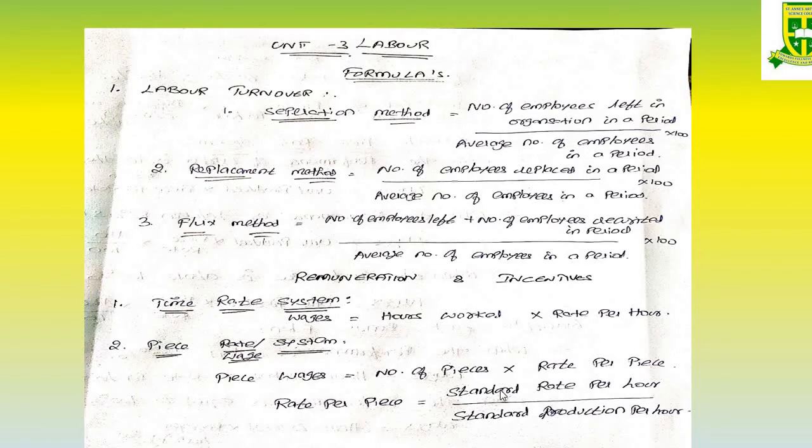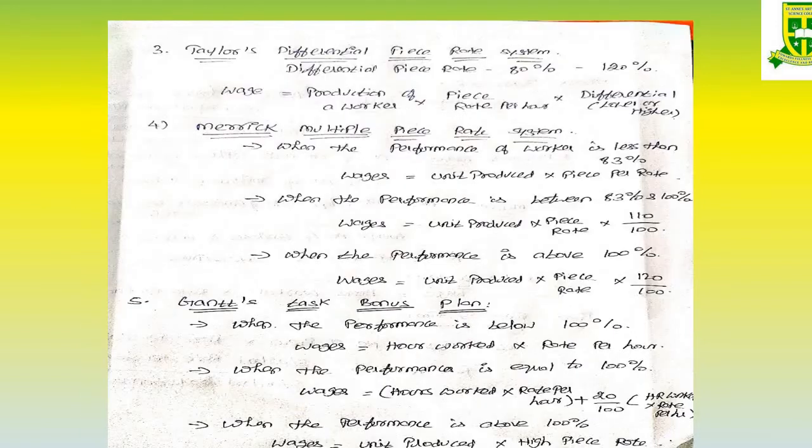So what is the formula? Standard rate per hour. The standard rate is the time rate, which is always given in the question. You divide that rate by standard production per hour. For per hour, how many units can be produced? That will give the rate per piece. So this is the rate per piece.